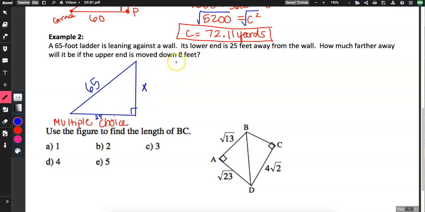This time we're looking for a leg. So I'm going to set up my theorem. 25 squared plus x squared equals 65 squared. Make sure your hypotenuse is the part that's by itself. We'll solve this guy.